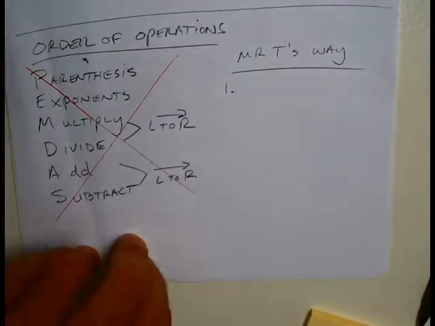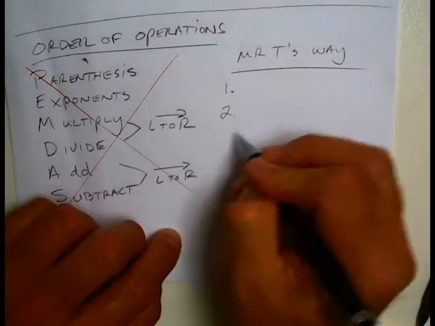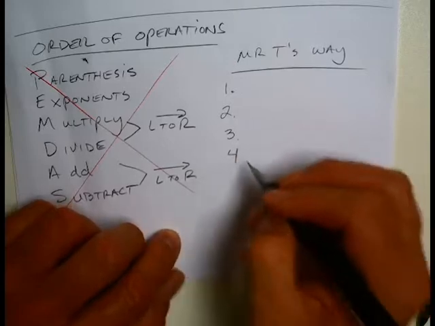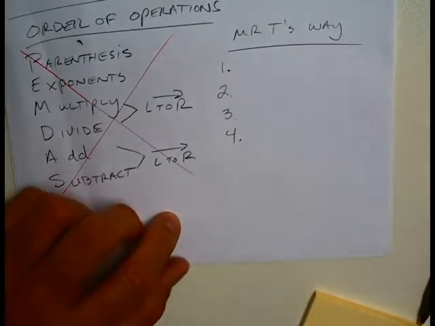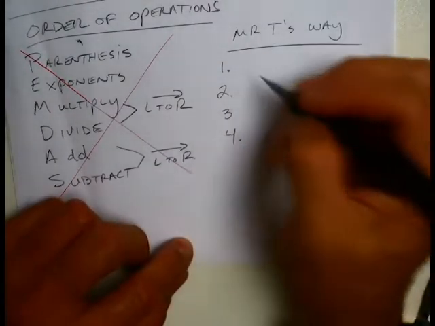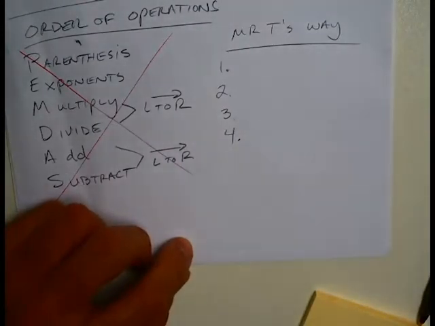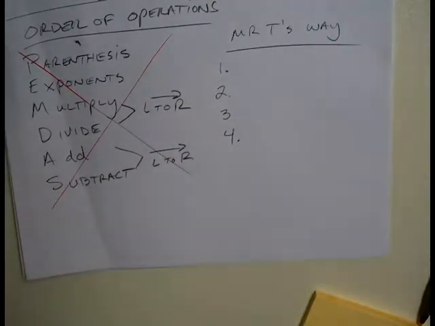Here's how I order them. This is Mr. T's way. If you'll figure out, I've got some different ways of doing things. Although I've seen this online too, so I'm not the only one that came up with it. Number 1, number 2, number 3, and number 4. There are only 4 orders of operation in my book.